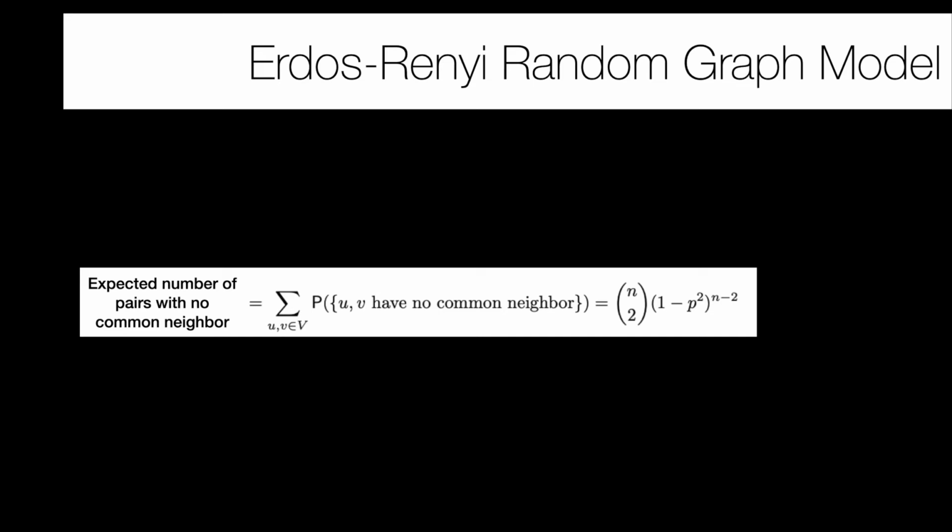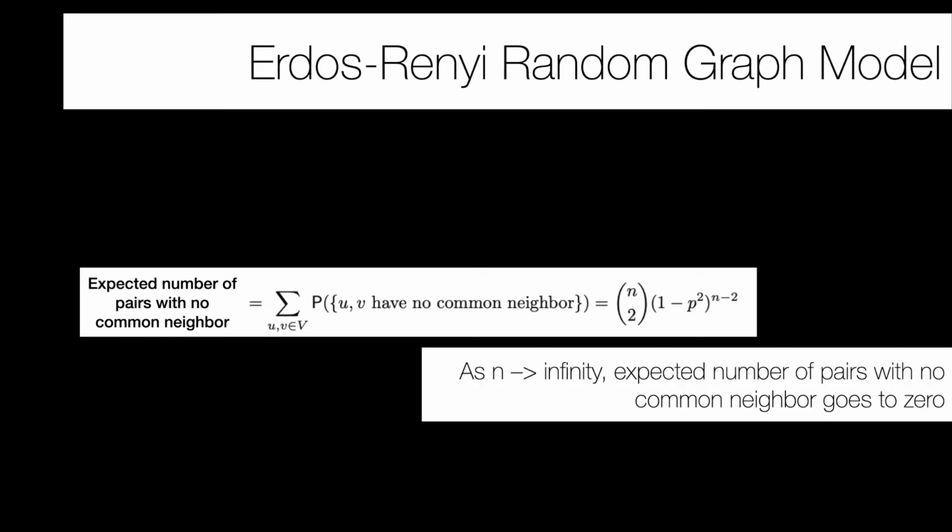Because of the construct that we use, specifically we pin the probability of an edge existing to this parameter p, we can model this problem using the binomial distribution. And we can say for any pair of nodes, what's the probability of these two nodes not having a common neighbor. And it turns out we can calculate this as the binomial coefficient of n choose 2 times (1 minus p squared) raised to the n minus 2 power.